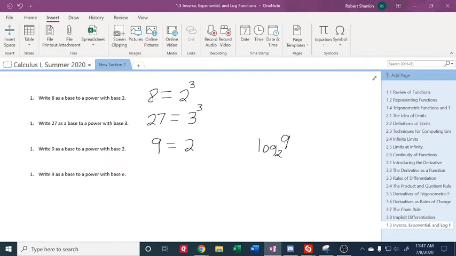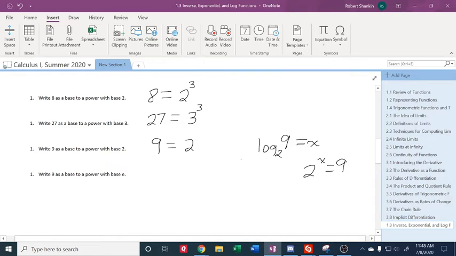9 as a base to a power with base 2. I think this is kind of related to that. But let me, this would be 2 to the x, 2 to what power is equal to 9. So 9 to the base 2. So you're on the right track. This would give us something like this.